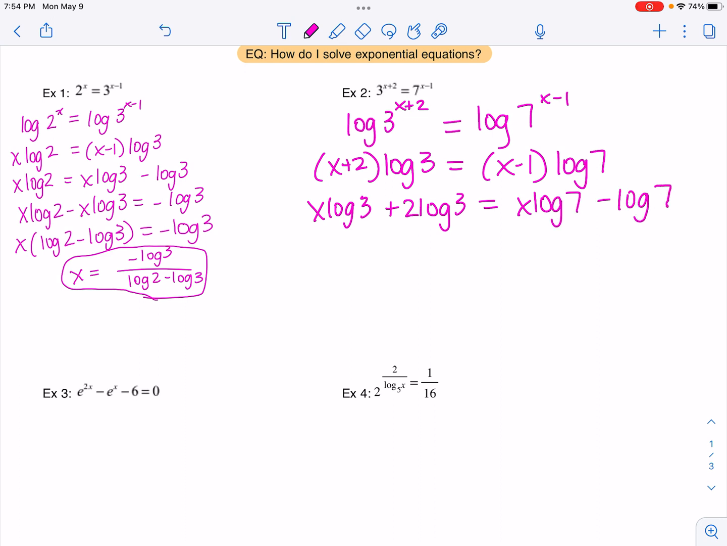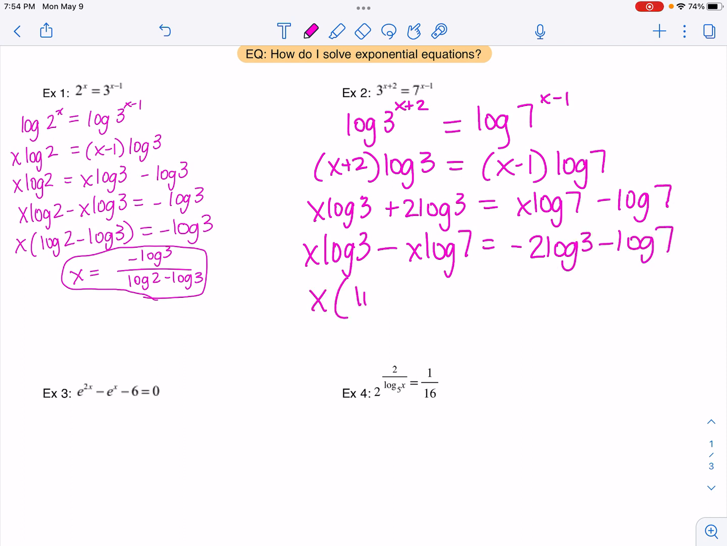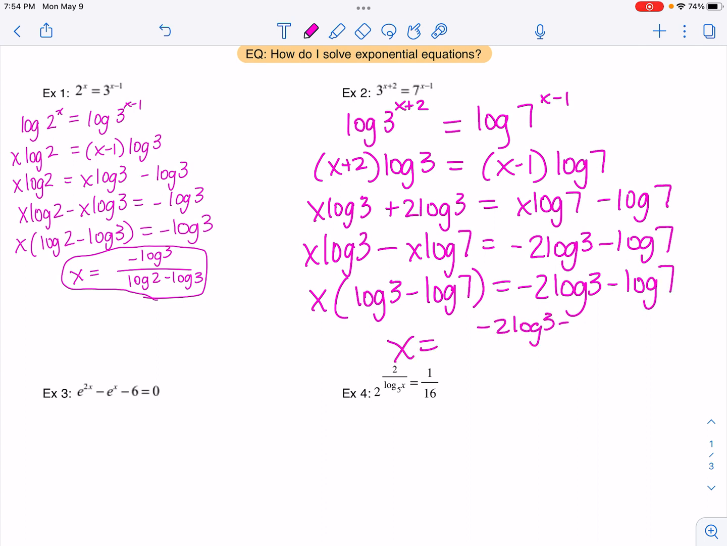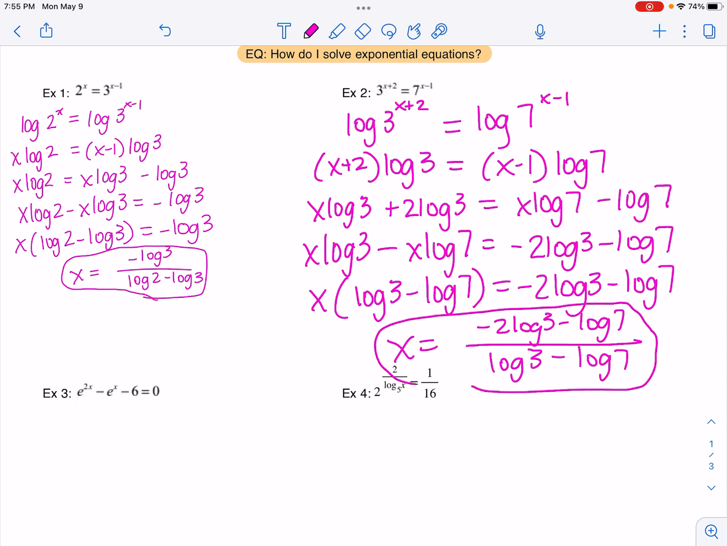Now I'm going to get everything with x's on one side and everything else on the other side. So now it's going to look like this. And we want to solve for x, so factor it out. And then divide by the leftover, and we get x by itself. It's an ugly number. It's a lot of writing, but it's not hard to solve once you get it in the right setup.